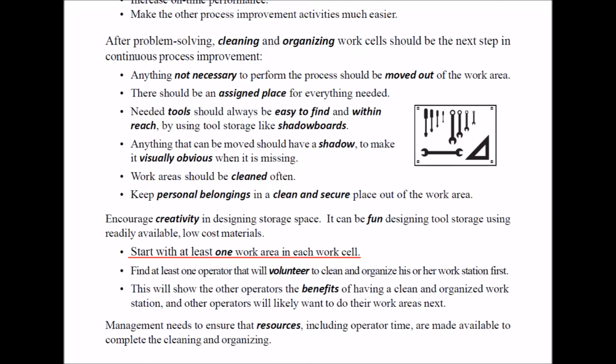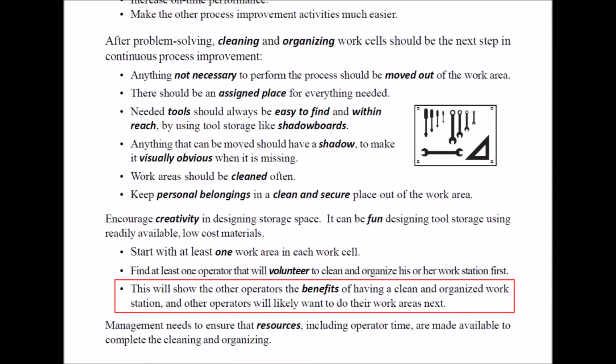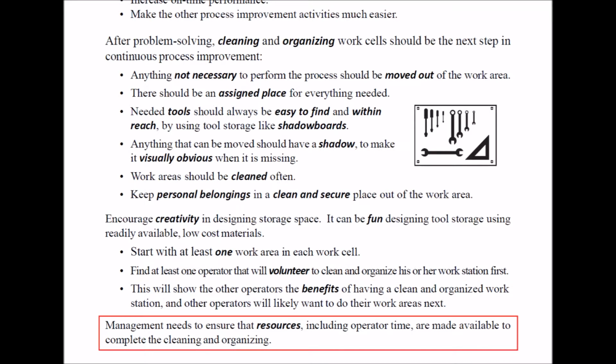Start with at least one work area in the work cell. There are two types of people when it comes to organizing. There are the neat and clean types that like to have everything neatly organized, and there's the type that I call pack rats that like to surround themselves with stuff. So start the organizing process at the workstations where the neat and clean operators work. This will show the other operators the benefits of having a clean and organized workstation, and other operators will likely want to do their work areas next. And it will give you leverage to motivate the pack rats to organize their work areas. Management needs to ensure that resources, including operator time, are made available to complete the cleaning and organizing.